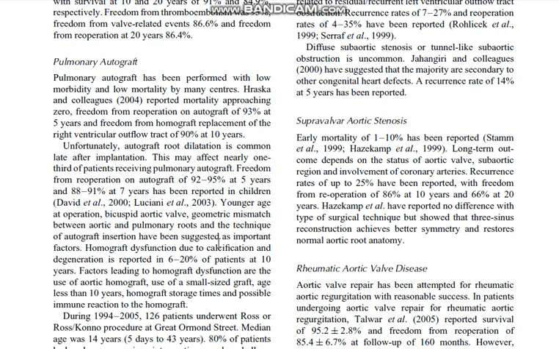Homograft dysfunction due to calcification and degeneration is reported in 6 to 20% of patients at 10 years. Factors leading to homograft dysfunction are the use of aortic homograft, use of a small size graft, age less than 10 years, homograft storage times, and possible immune reaction to the homograft.